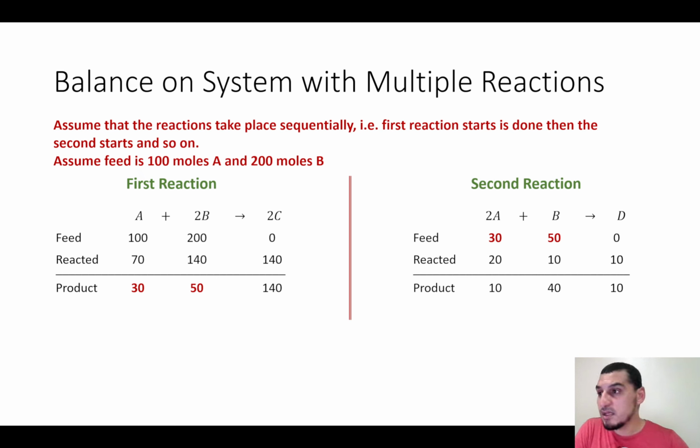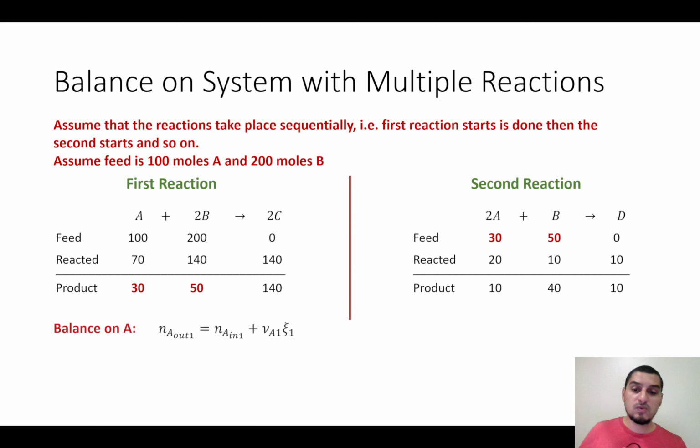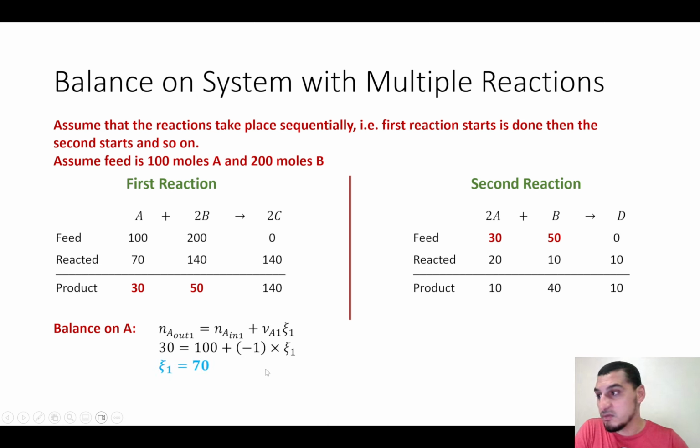And now we can do what we did before: we can express the numbers in terms of a table, or we can express the numbers using the extent of reaction calculations. So with the extent of reaction, for the first reaction we can say that the number of moles of A in the product equals the number of moles of A in the feed, plus the coefficient of A in the first reaction multiplied by the extent of the first reaction. We know all the information except the extent of the first reaction. So here 30 is 100 plus negative 1, which is the coefficient here, multiplied by xi1, so we can calculate the extent of the first reaction.